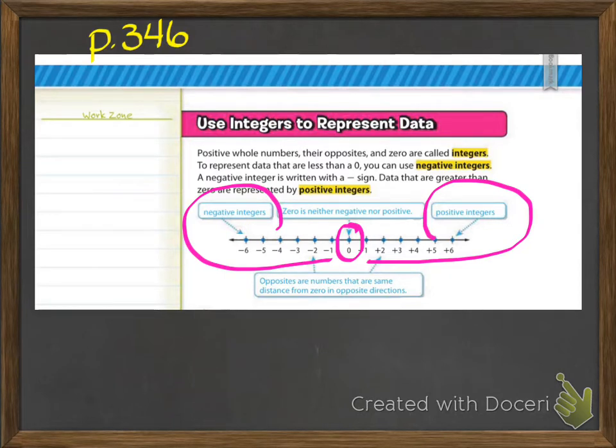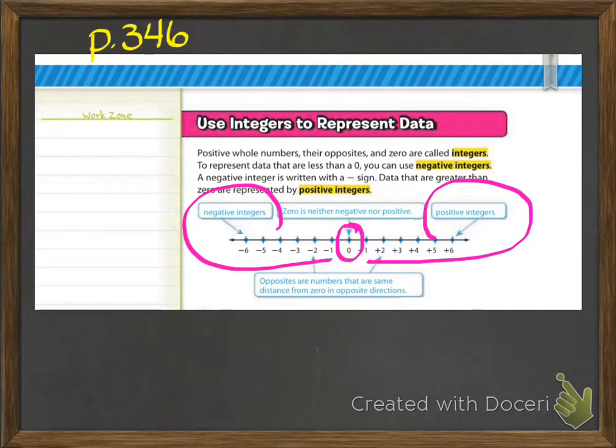Opposites, which is something we're going to be covering, are numbers that are the same distance from 0, but in opposite directions. So let me explain this to you pretty easy. If I were to ask you to give me the opposite of positive 2, you would say negative 2. If I said give me the opposite of 5, you would say negative 5. If I said give me the opposite of 21, you would say negative 21. Now it works in the other direction as well. If I were to say, give me the opposite of negative 7, you would say 7 or positive 7.